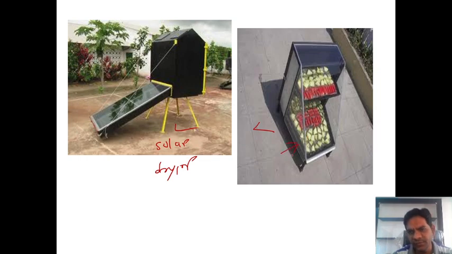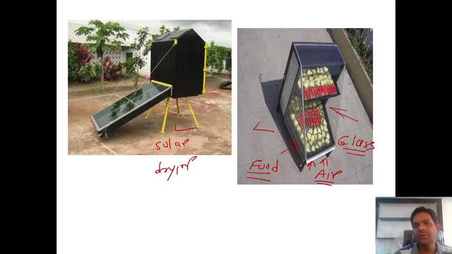This is the food, if you consider. The food is placed in different compartments. This is our glass, and at the bottom position there is an air ventilation, and at the top position another air outlet. So this is the design of the solar dryers. This is natural.